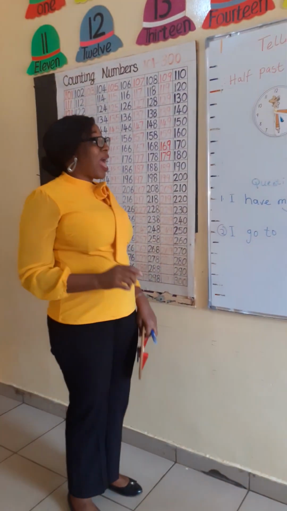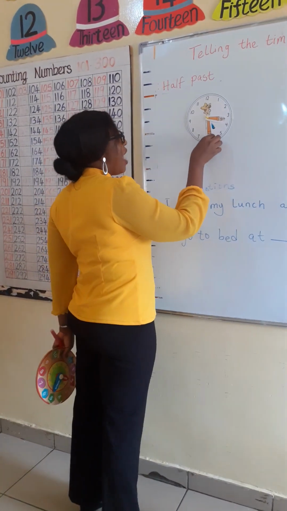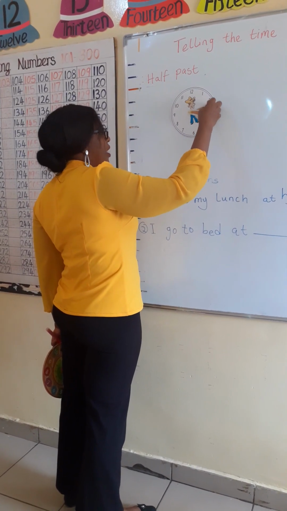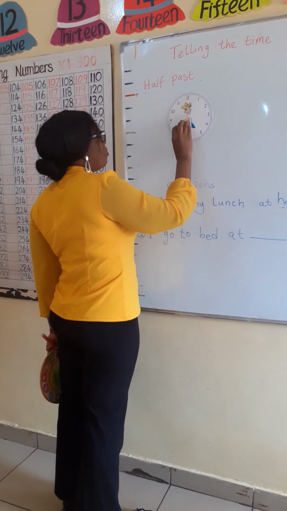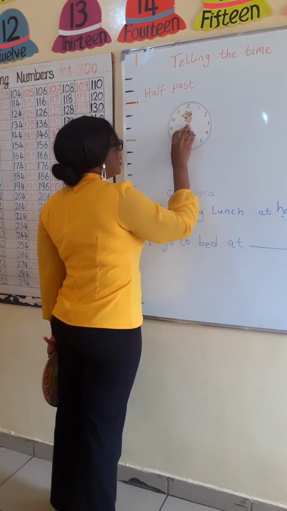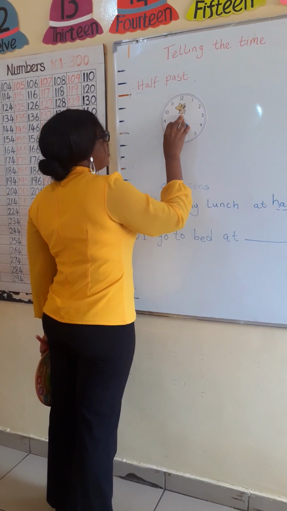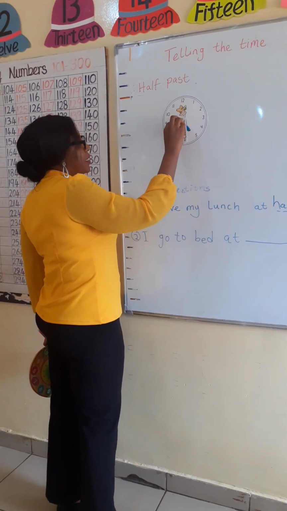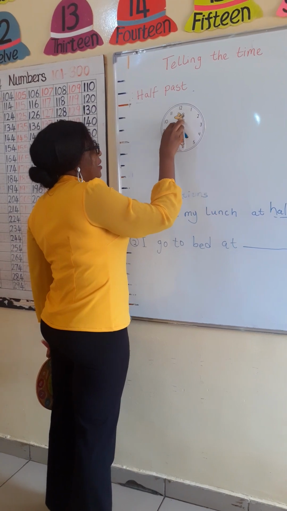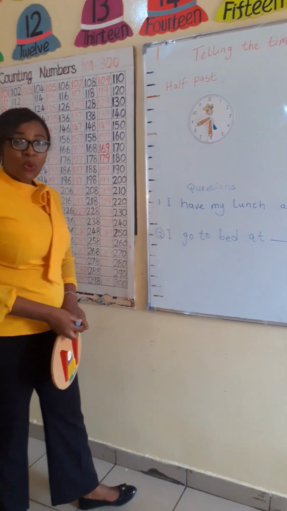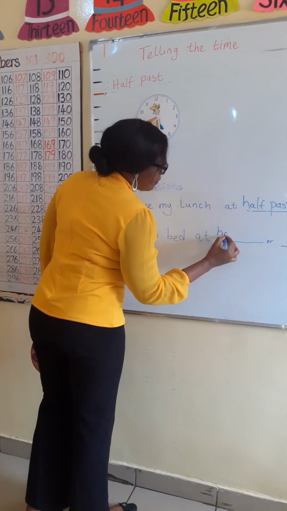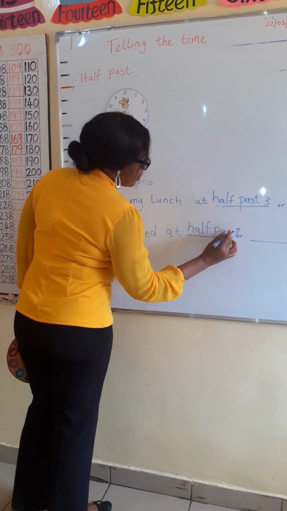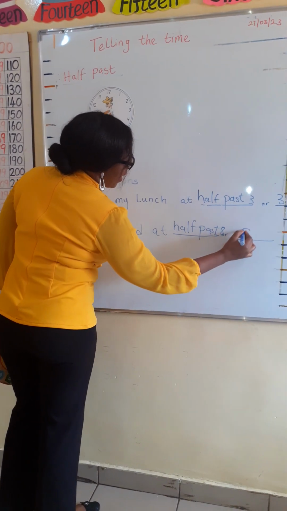Semisolar usually goes to bed at 8:30. So it's going to be half past 8. It means the long hand has traveled round the clock halfway to come at 6, and it will be halfway between 8 and 9. And so this will be half past 8. So we write half past 8, or 8:30.